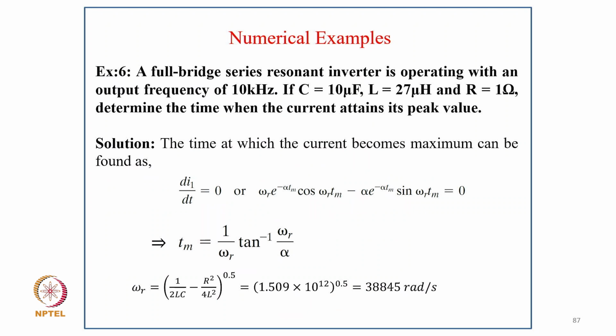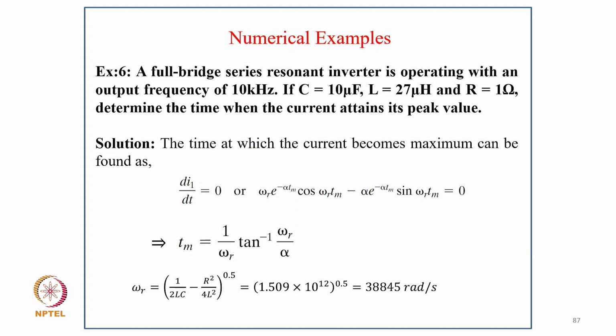Coming to example 6, a full bridge series resonant inverter is operating with an output frequency of 10 kilohertz. If C equal to 10 microfarad, L equal to 27 microhenry, and R equal to 1 ohm, determine the time when the current attains its peak value. So the time at which the current becomes maximum can be found from di/dt equal to 0, or omega R e to the power minus alpha Tm cos omega R Tm minus alpha e to the power minus alpha Tm sin omega R Tm equal to 0.